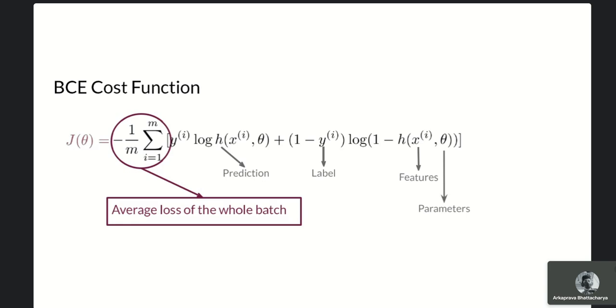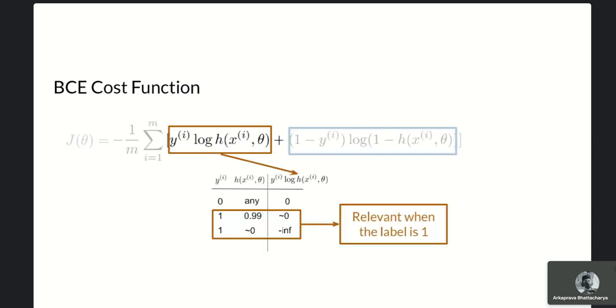Now we'll see there are two components in this BCE cost function and what each of these represents. If we look at the first component, that is yi into log h xi theta, this is basically relevant when the label is 1. That is when you are presenting a real class image to the discriminator. Because if you are providing a fake image, then its label will be basically 0, so the second term will become irrelevant.